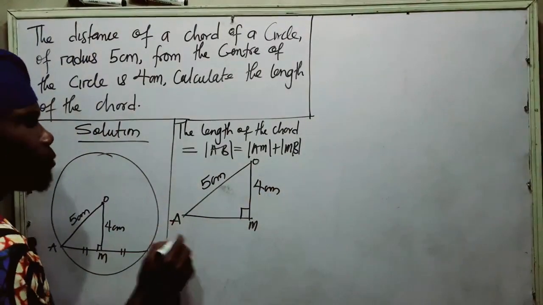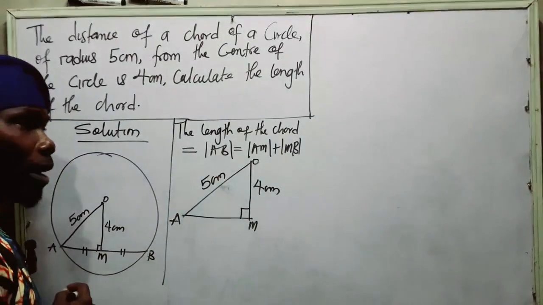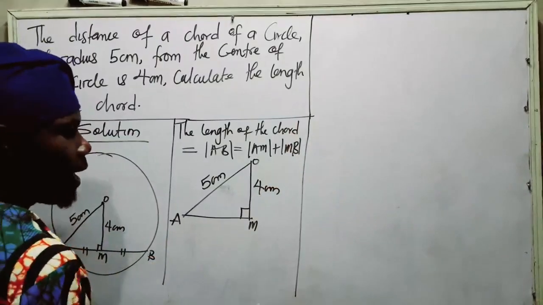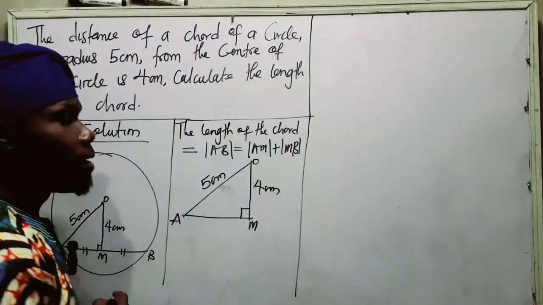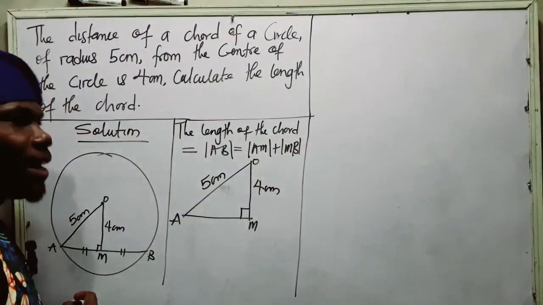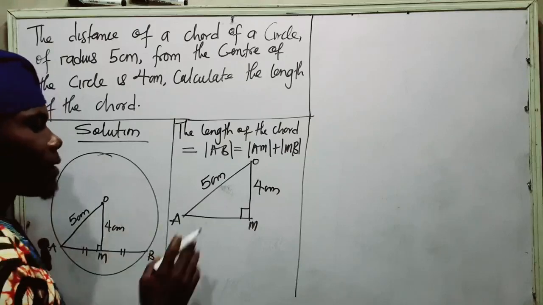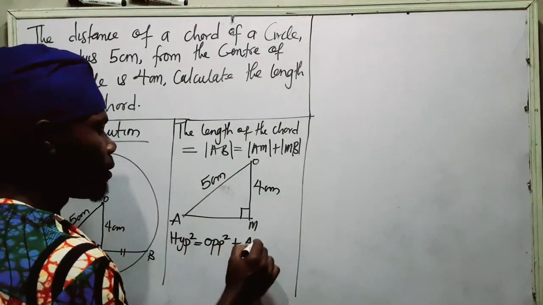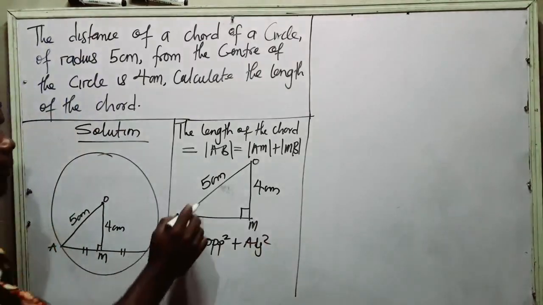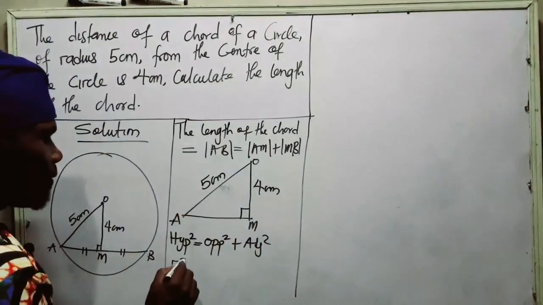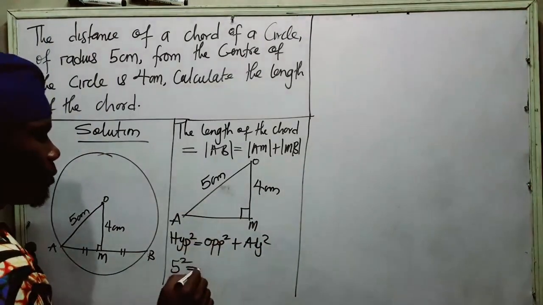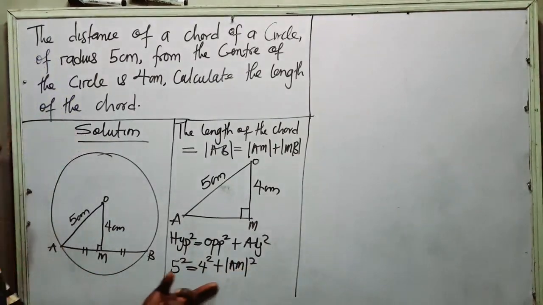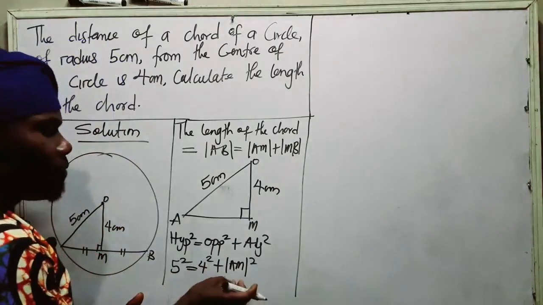So now, if you want to find the length of the chord, the first thing you are going to do is find the value of AM. So how do we find the value of AM? Let's apply Pythagoras. I've explained the meaning of Pythagoras and the formula for Pythagoras in my previous video. Pythagoras says that hypotenuse squared is equal to opposite squared plus adjacent squared. So what is our hypotenuse squared? We have 5 squared is equal to 4 squared plus line AM squared. So this is what the hypotenuse said.